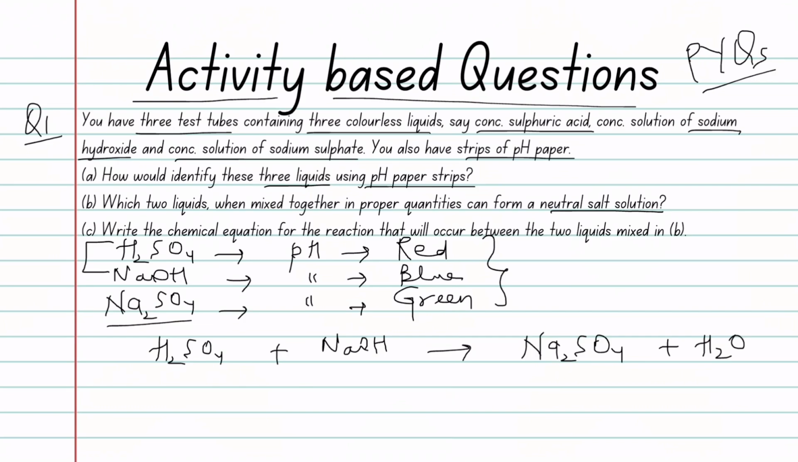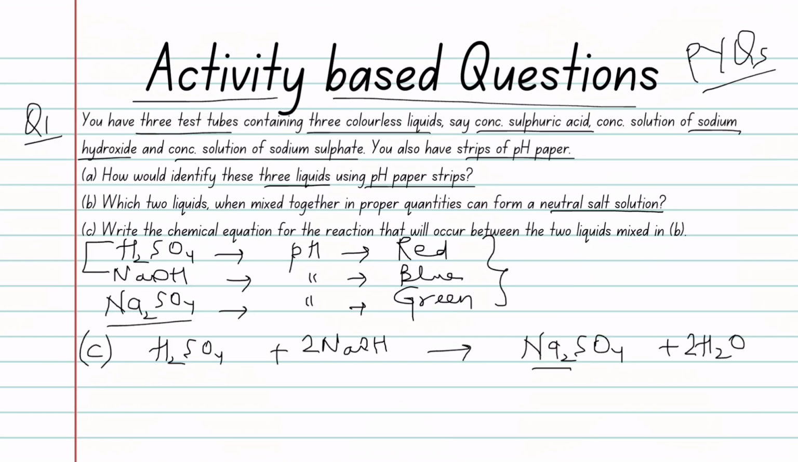Now we have to balance. 2 sodiums here, 1 here, so let's put a 2 in front. Now let's balance hydrogens. On the reactant side we have 4 hydrogens. Here we have 2. So we'll put a 2 here. Okay, now everything is balanced. So this is your balanced chemical equation for the neutralization reaction. Okay, now till this it was very easy.